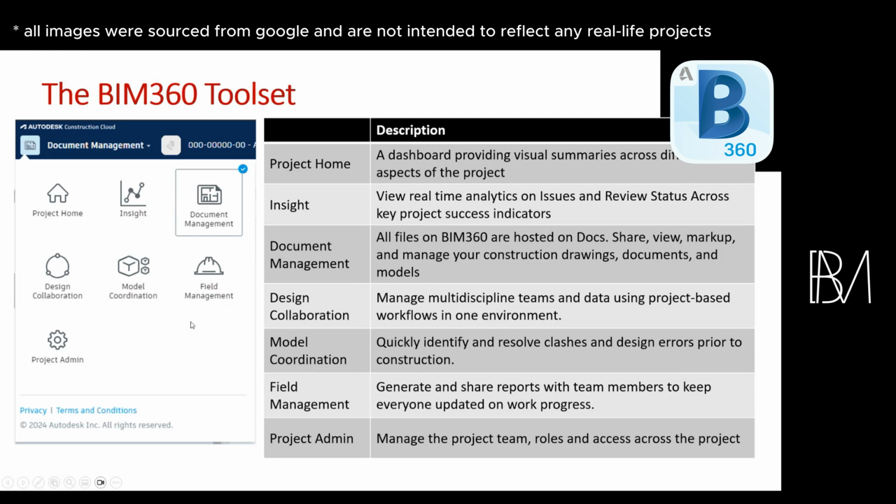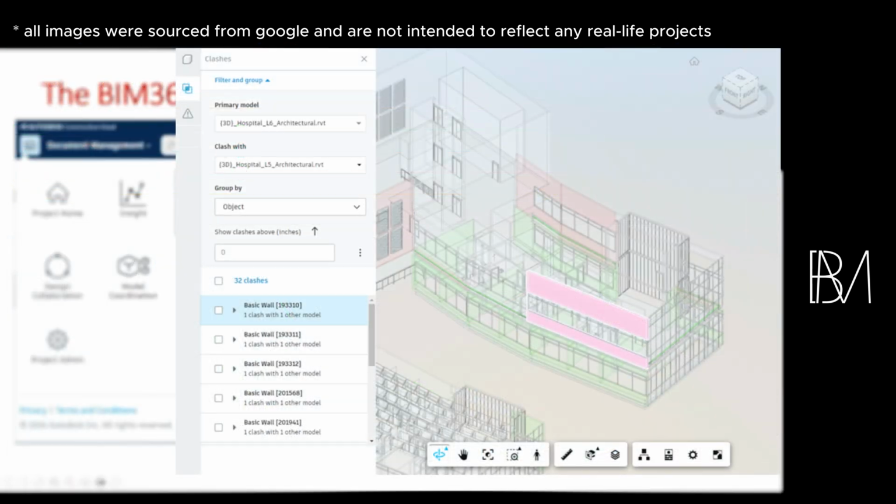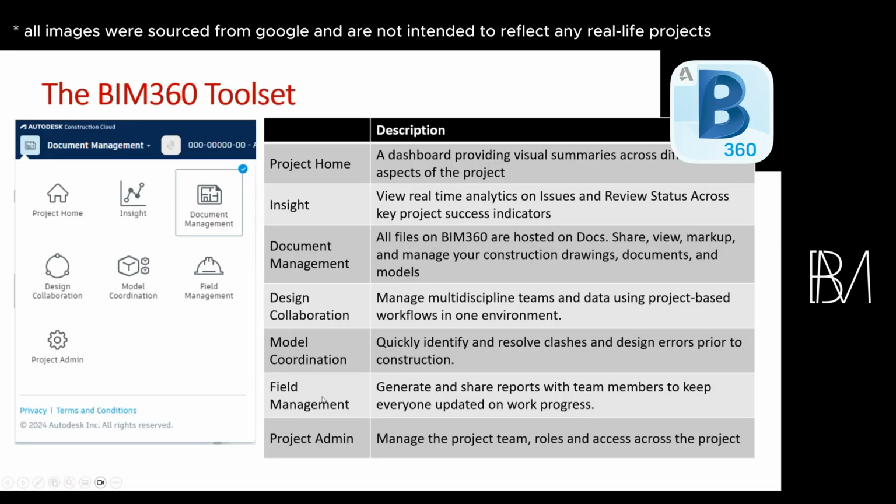Now, design collaboration is where you would manage multidisciplinary teams. That includes the architects, the structural, the mechanical, all of the disciplines producing work. We can do more intensive design collaboration on BIM 360, same as model coordination, where you can check for clashes and design errors.